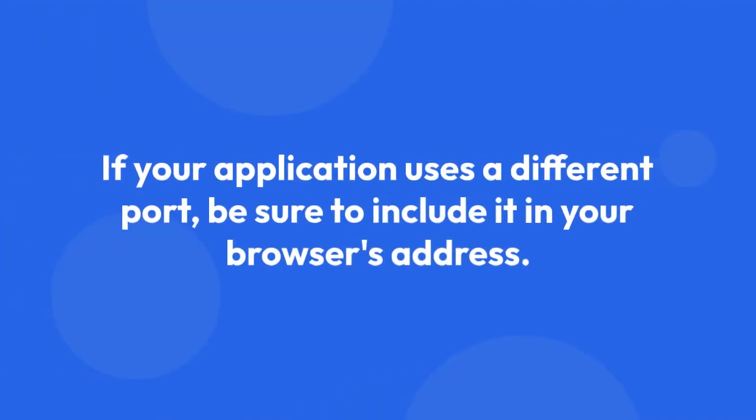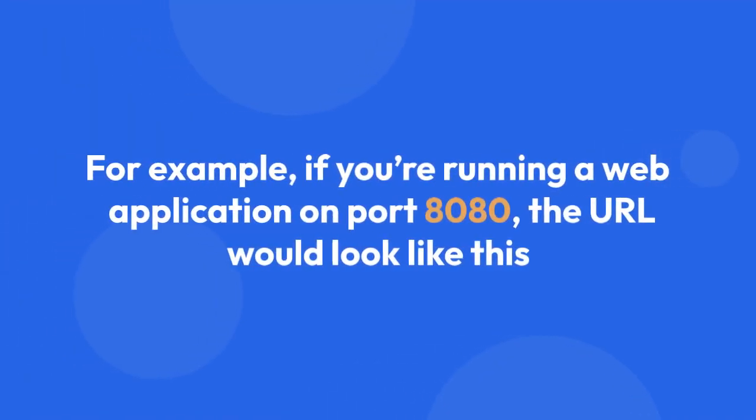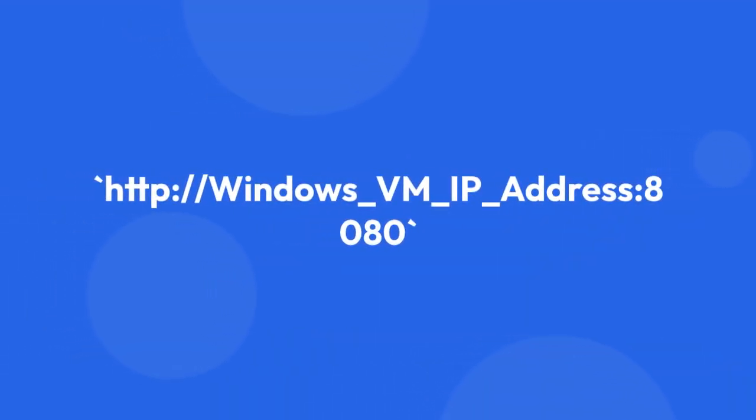If your application uses a different port, be sure to include it in your browser's address. For example, if you're running a web application on port 8080, the URL would look like this: http://Windows VM IP address:8080.